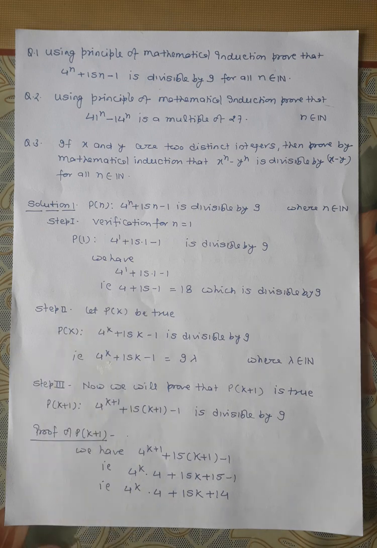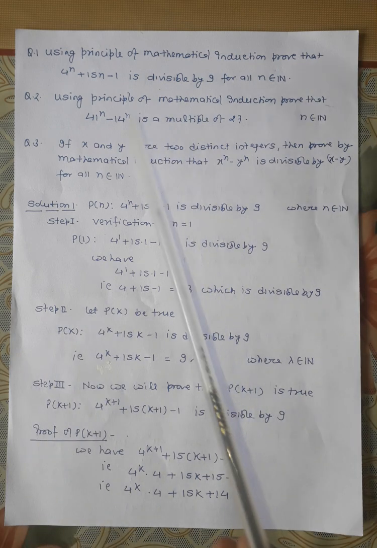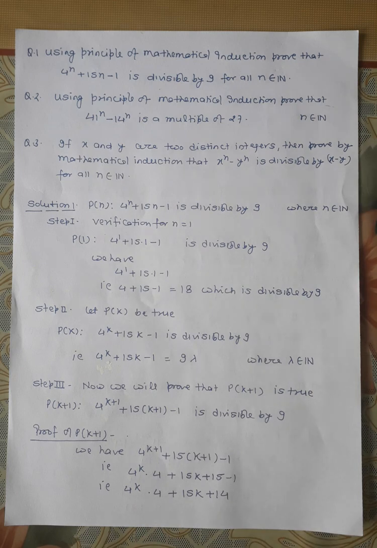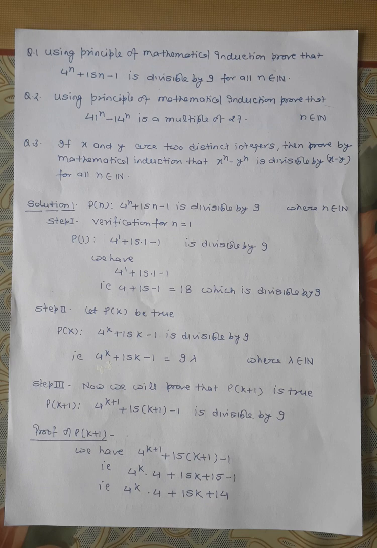Using the principle of mathematical induction, prove that 4 to the power n plus 15n minus 1 is divisible by 9 for all n belonging to the set of natural numbers. Question 2. Using the principle of mathematical induction, prove that 41 to the power n minus 14 to the power n is a multiple of 27, where n belongs to the set of natural numbers.